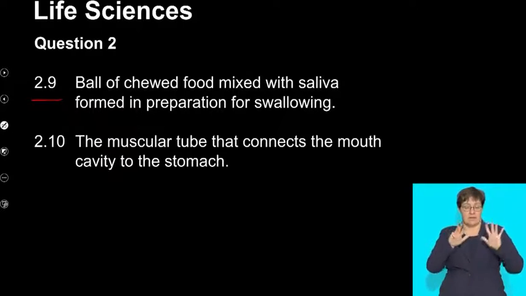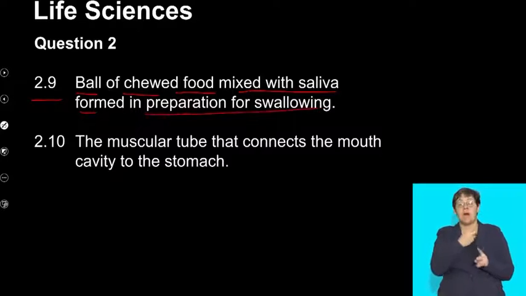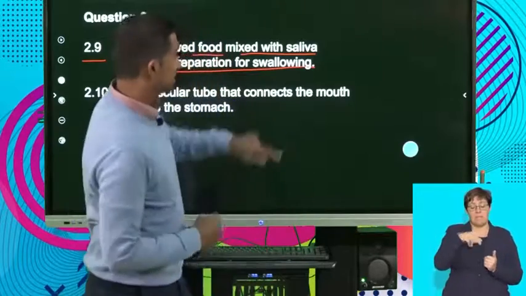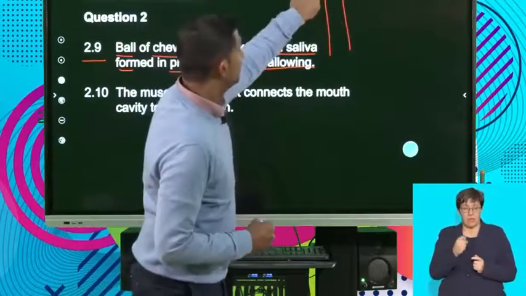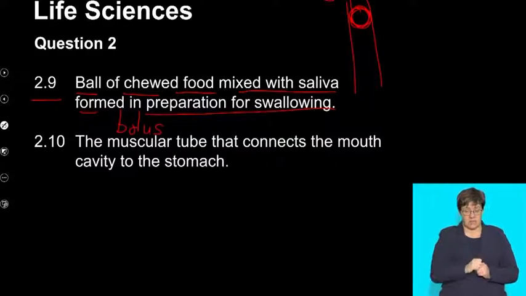2.9. The ball of chewed food mixed with saliva formed in preparation for swallowing. Guys, remember that during the process of peristalsis, when food is mixed with saliva, it moves down the esophagus. It's chewed into a little ball, and that ball of food is called the bolus. Okay, well done if you recollected that.